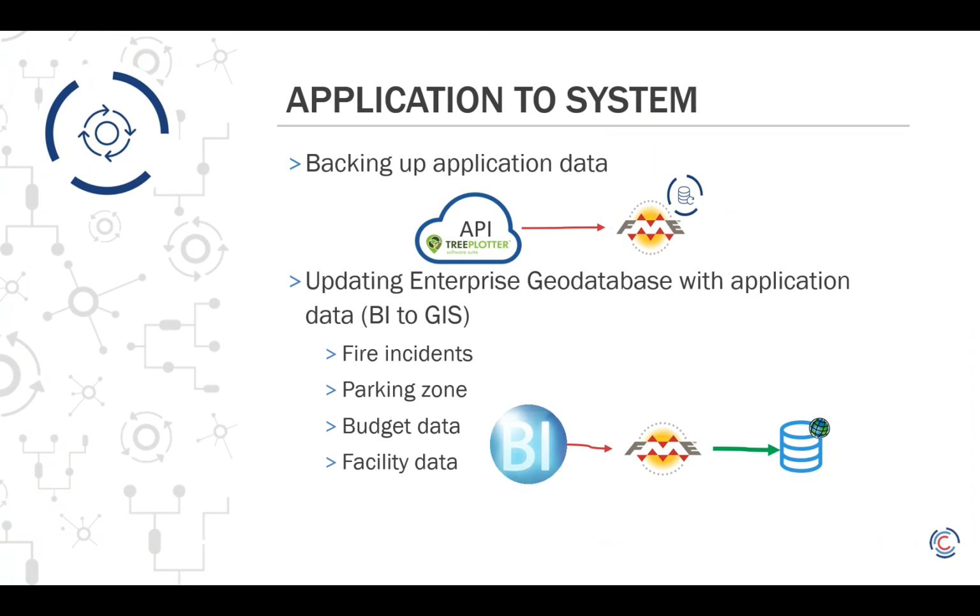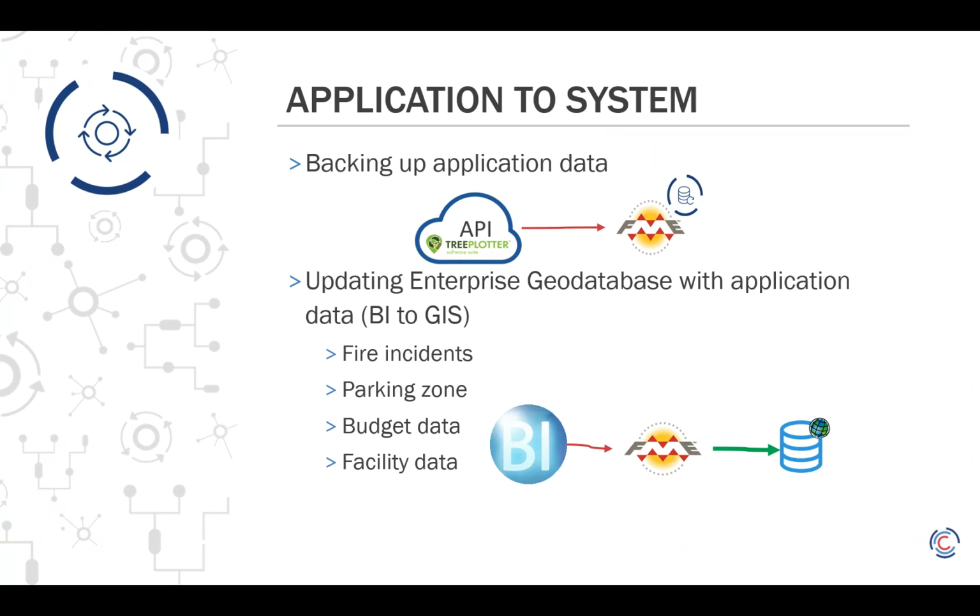Another example, application to system. We have a client that has used an external API, in this case the tree plotter API. It's an application that manages where trees have been planted around the city. It's an external application, so they use FME to back up that application data into their corporate GIS.